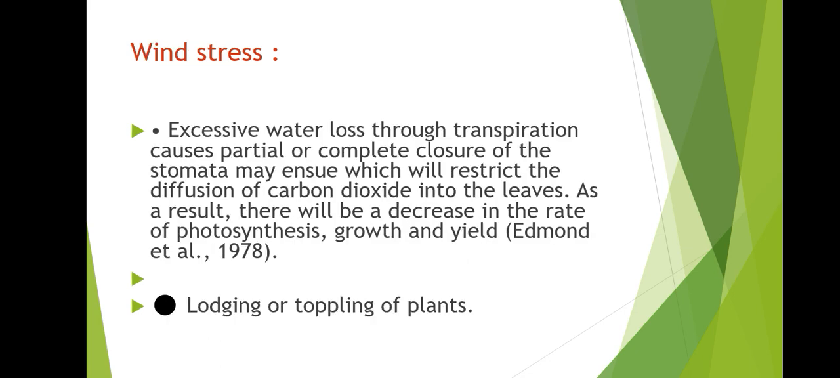Then the third one, wind stress. The excessive water loss through transpiration causes partial or complete closure of the stomata, which will restrict the diffusion of carbon dioxide into the leaves. As a result, there will be a decrease in the rate of photosynthesis, growth, and yield.